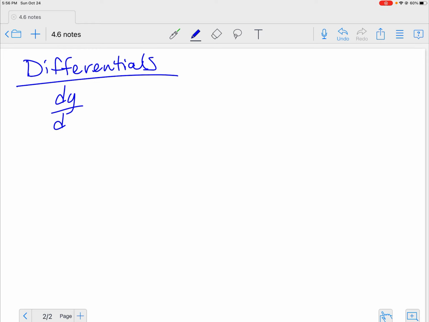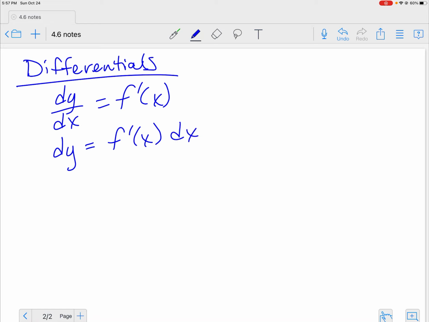We know that we find a derivative. One way to write derivative is dy dx, right? We already know that. So this is equal to f prime of x. That's equal to my derivative. So if I multiply both sides by this dx, dy is equal to f prime of x dx. This is what I'm talking about with a differential.